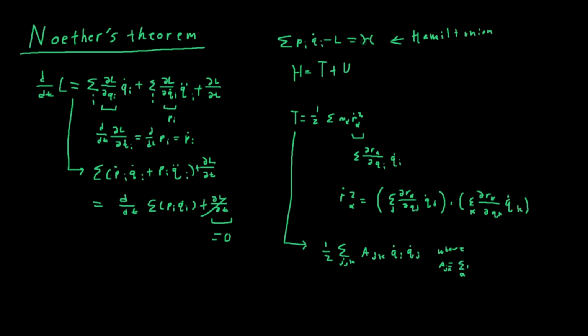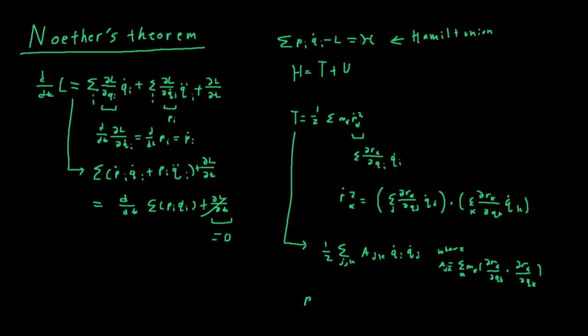where we have defined a_jk equals the sum over the alphas of m_alpha times partial r_alpha over partial q_j times partial r_alpha over partial q_k. Differentiating the kinetic energy with respect to q prime_i yields the generalized momentum.